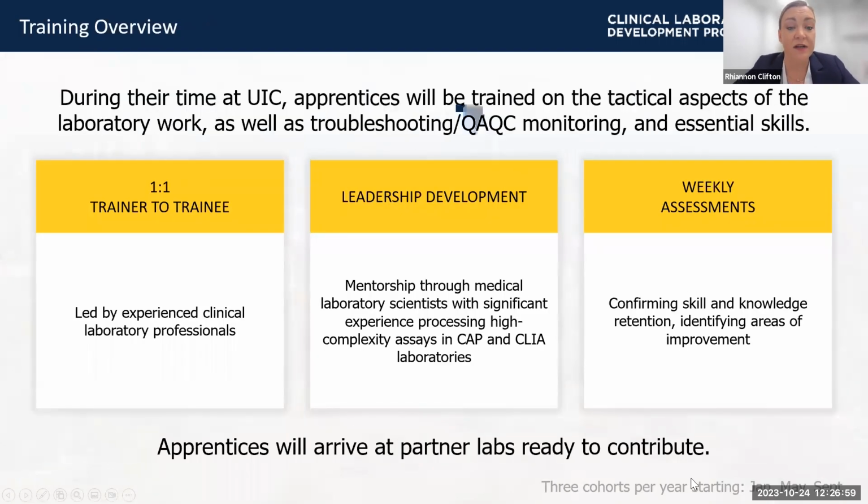During their time here at UIC, apprentices will be trained on the technical aspects of lab work, as well as troubleshooting, QA/QC monitoring, and what we call essential skills. I don't like soft skills, so we are using that essential skills moniker there. And they will, because of this foundational training, arrive at partner labs ready to contribute from really day one, as soon as they're onboarded on those lab processes. Next slide.